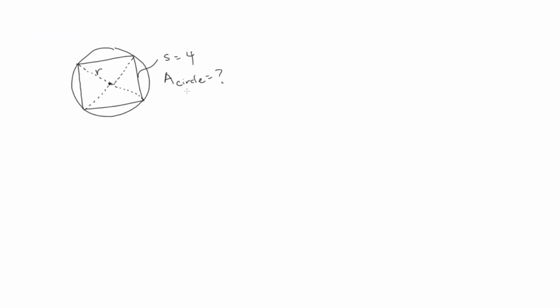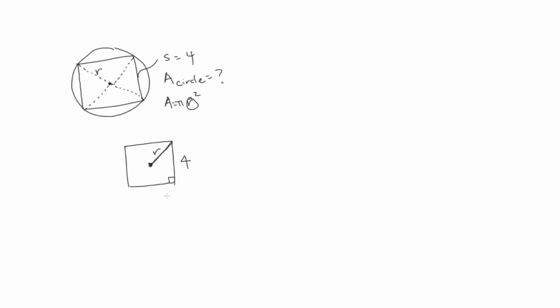And what do we need to find the area of a circle? Well, the area of a circle is pi r squared, so we need to figure out what the radius is. So that's basically our job. We need to figure out what this radius is. So I'm going to redraw the square, and I know that from the center to one of the vertices, this is the radius, and that's what I need to figure out, given that one of the sides is equal to 4.